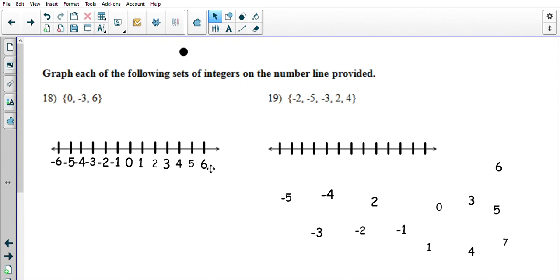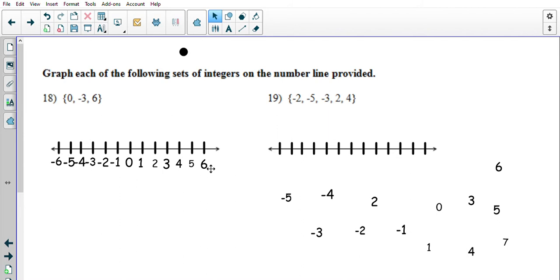You need to make sure that your numbers are spaced pretty evenly apart. I don't expect it to be perfect. I'm not going to pull out a ruler when I'm grading things or looking at your work, but you want to make them as evenly spaced as possible, since the distance between 0 and 1 is the same as the distance between 1 and 2, and so forth.